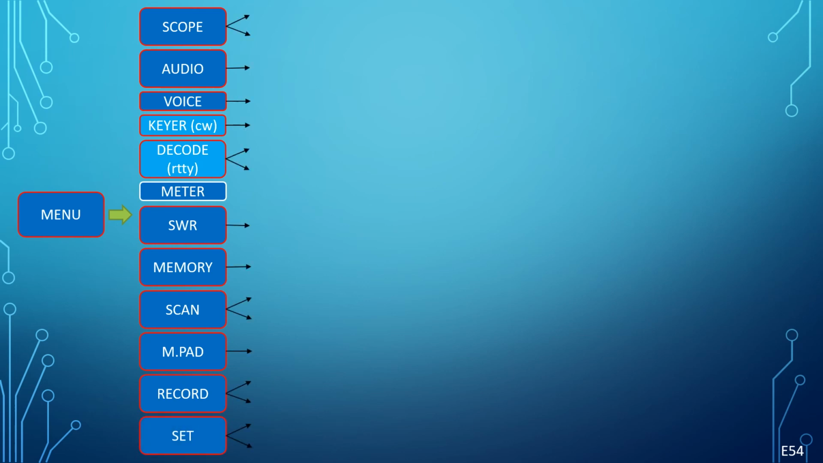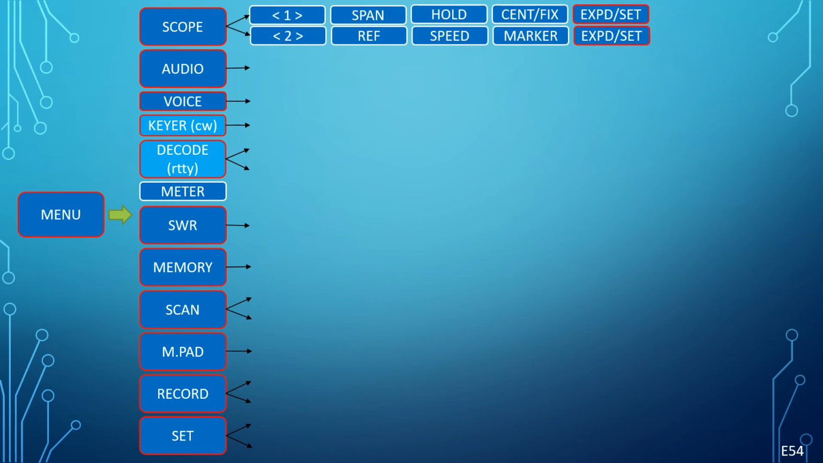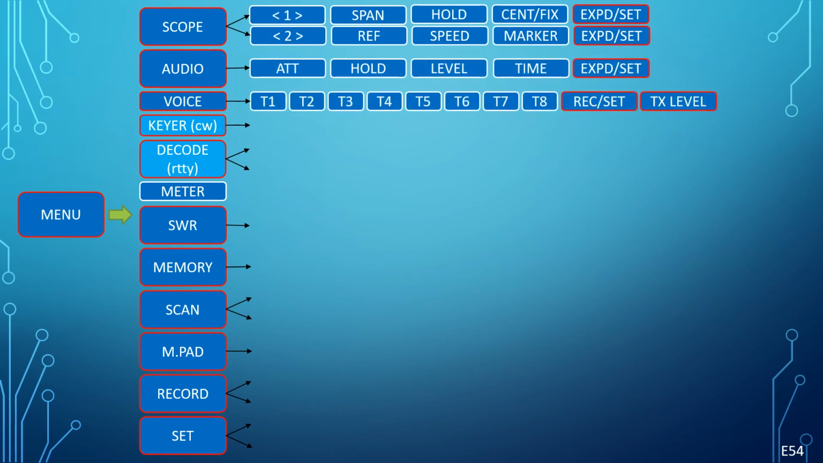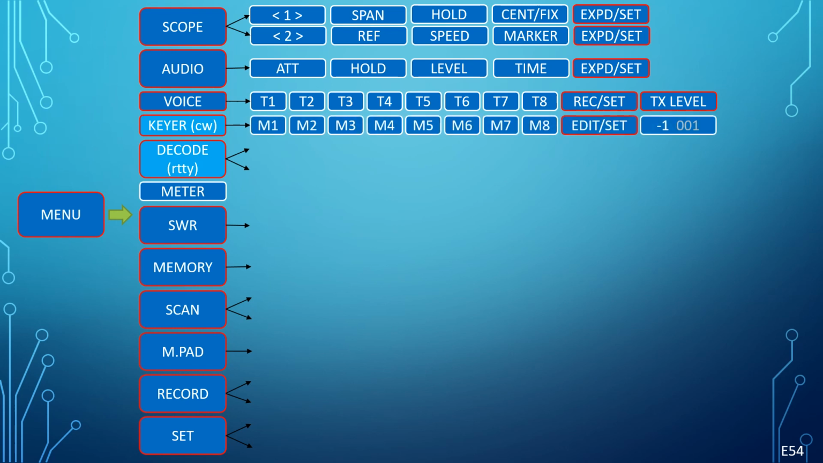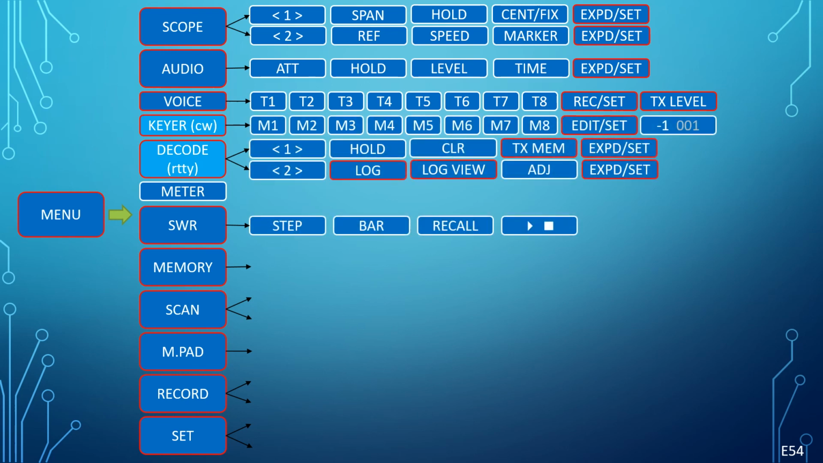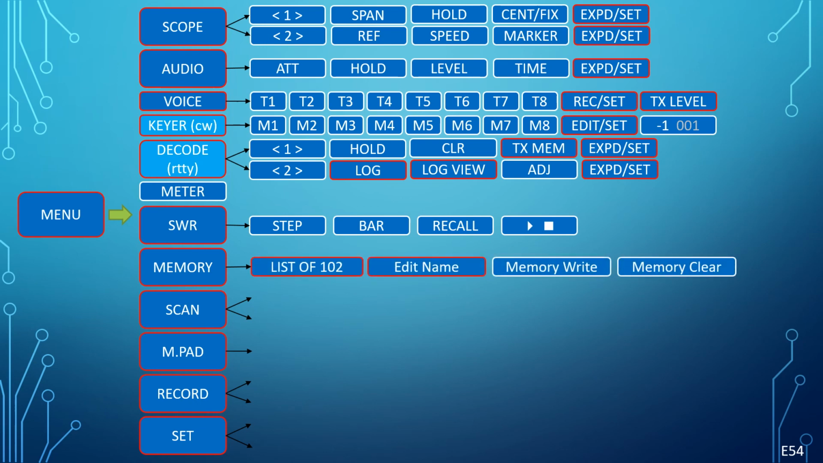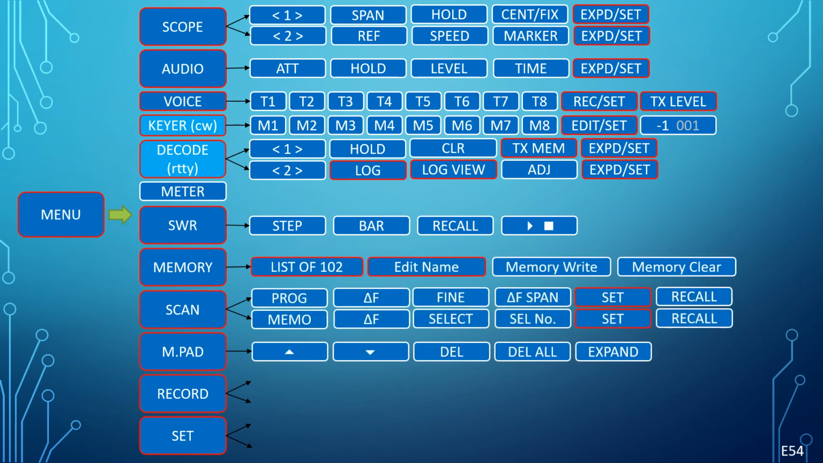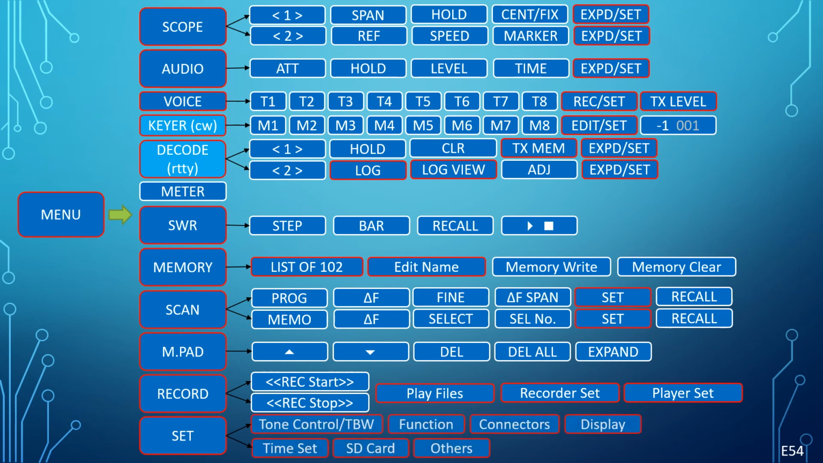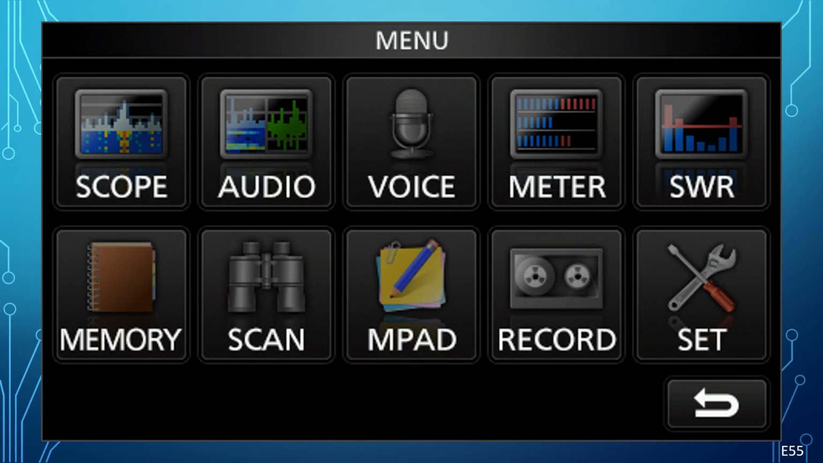The third level of scope, audio, voice, keyer, decoder, SWR, memory, scan, memory pad, record and set are all shown. To avoid you having to count, there are 95 items here. The main menu is a comprehensive thing. You've seen only 2 levels. There are more, but they all operate in the same way.